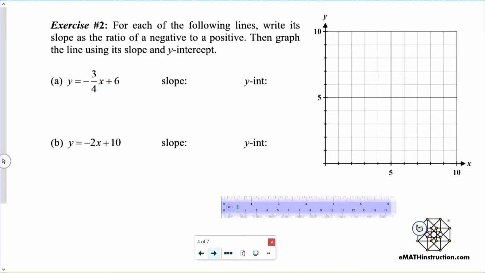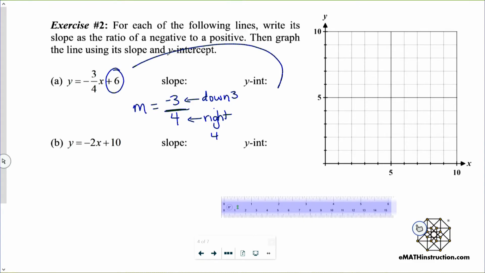Now, let's take a look at letter A. The slope is simply the number negative 3/4. But we can write that by literally putting the negative just in the numerator. And what that's going to tell me is that I'm going to go to the right 4, and then I'm going to go down 3. What am I going to start with? Well, I'm going to begin with a y-intercept of 6.